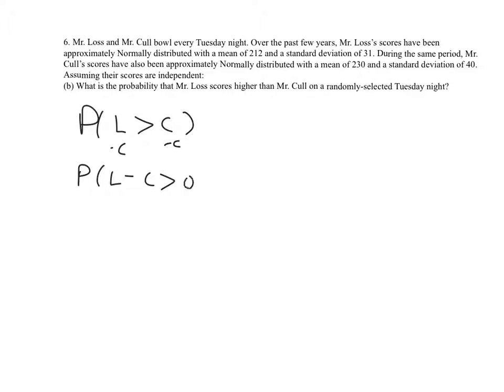So we're really going to find the probability that L minus C is greater than 0. And the reason we can do that now is we can find the mean for L minus C. We know how to do that with our random variables. I would just take the mean of L, which is 212, subtract the mean for Mr. Cull, which is 230, and I get a mean of negative 18.